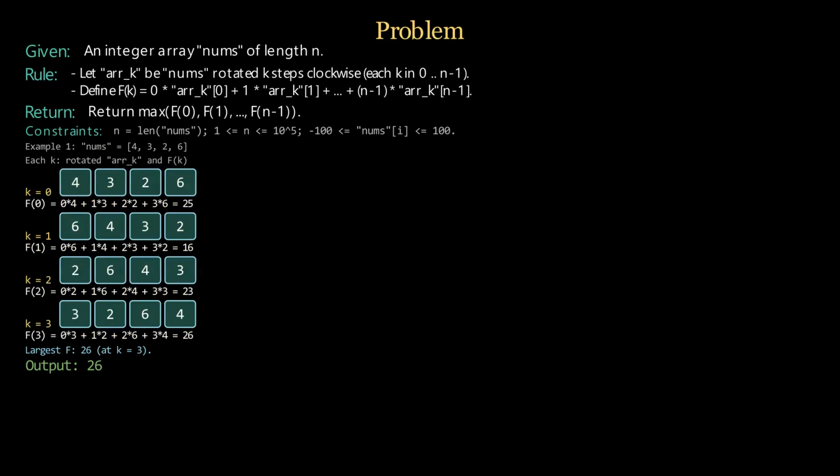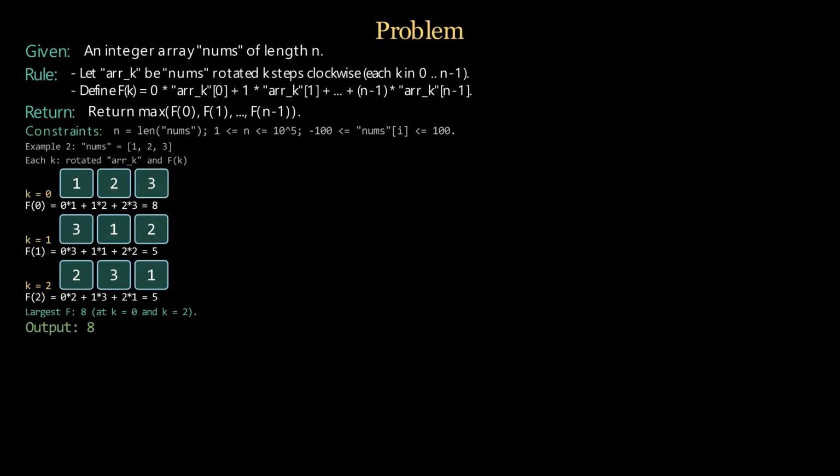Example 1, nums 4 3 2 6. Each row is one k, the rotated array arr_k, then f of k written as 0 times first plus 1 times second and so on. Scan the four totals, the largest is 26 at k equals 3.